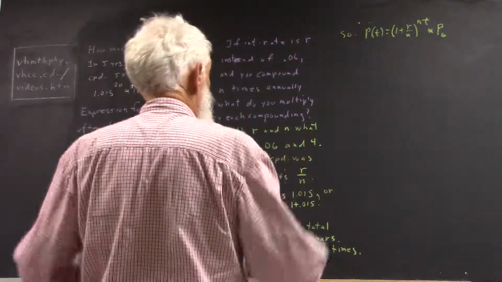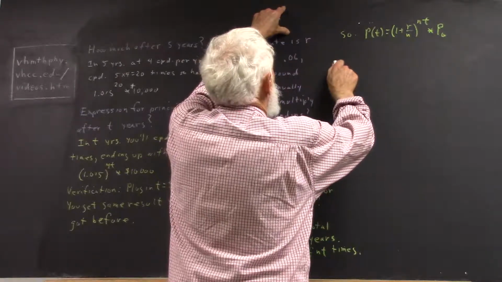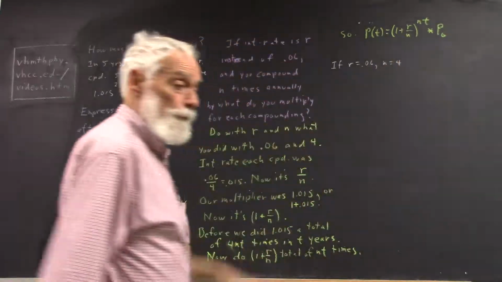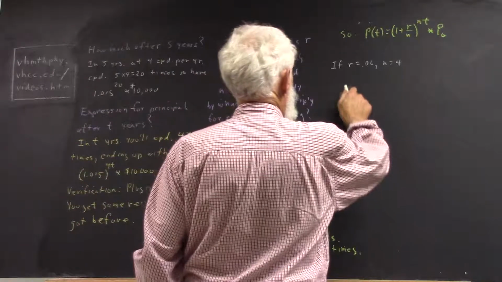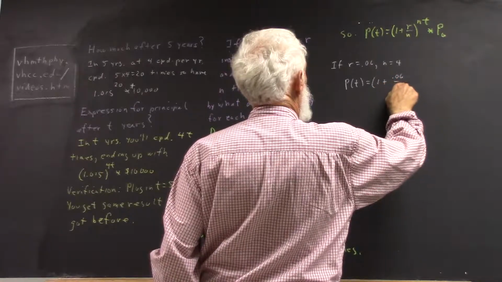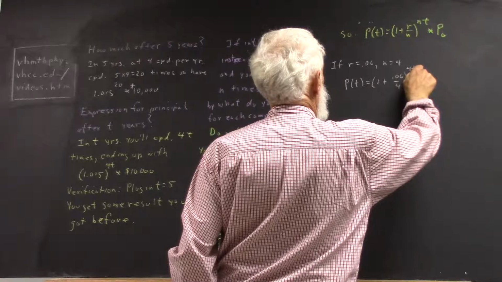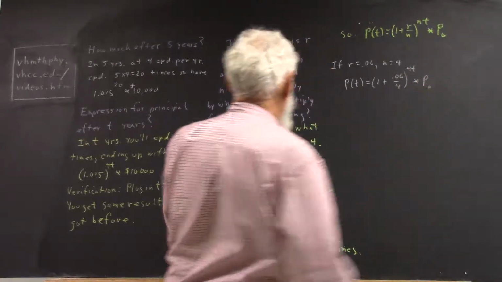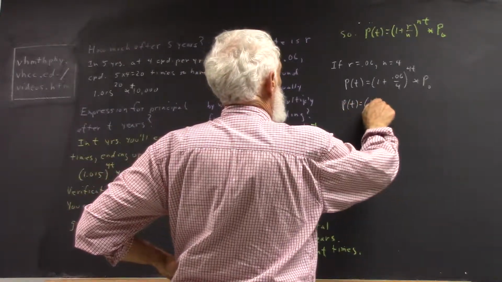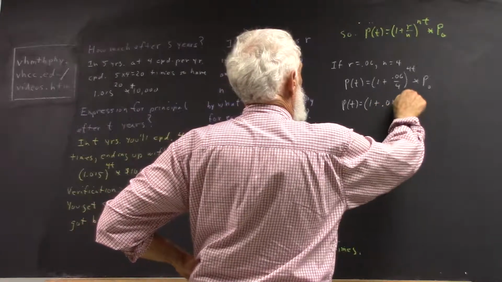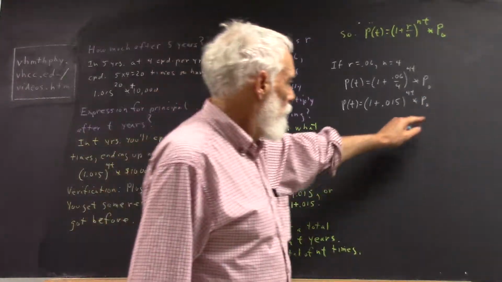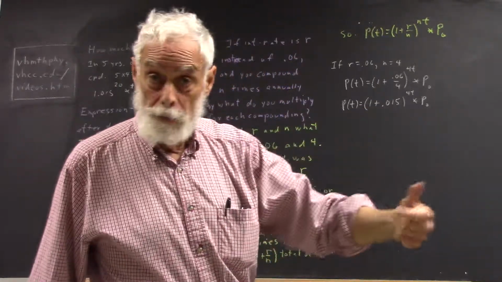So our P of t function, if r is 0.06 and n is 4, that's what we did previously, then P of t is going to be (1 plus 0.06 over 4) raised to the 4t times p sub 0. And of course that simplifies, so P of t equals (1 plus 0.015) to the 4t times p sub 0. And if p sub 0 happens to be $10,000, that agrees with what we got originally.